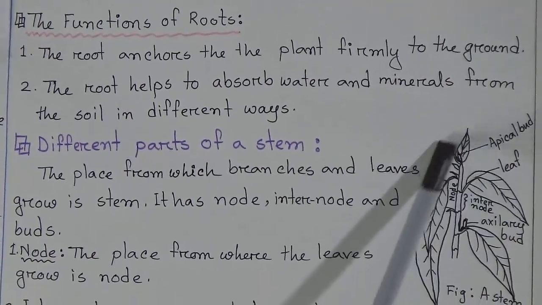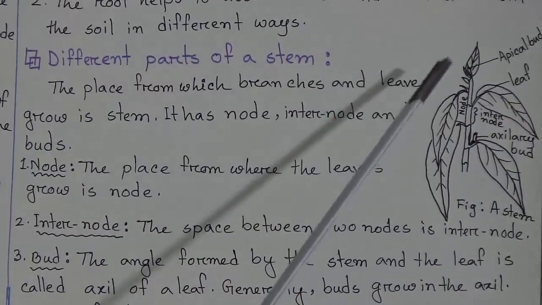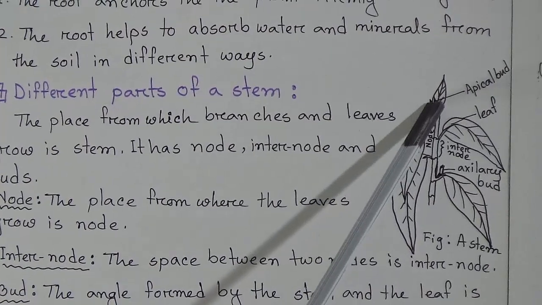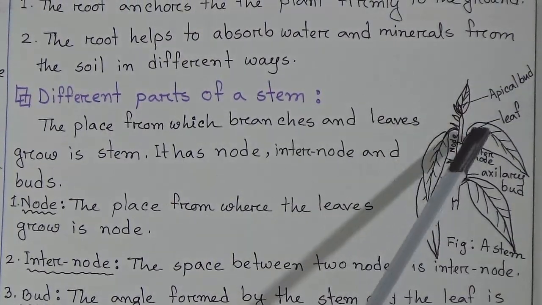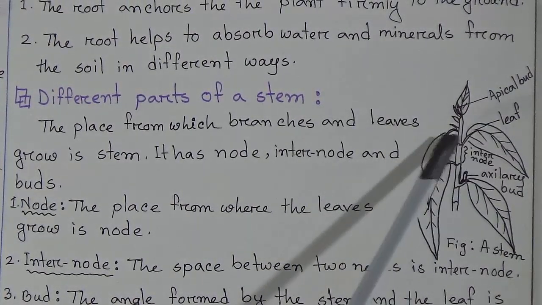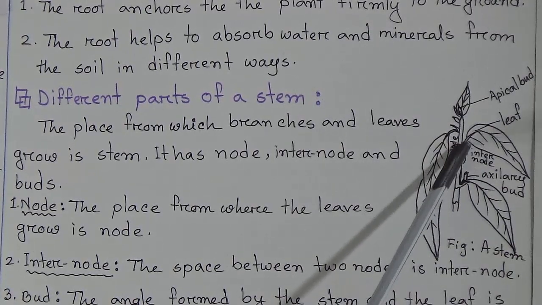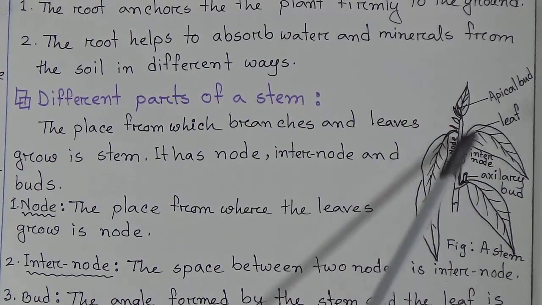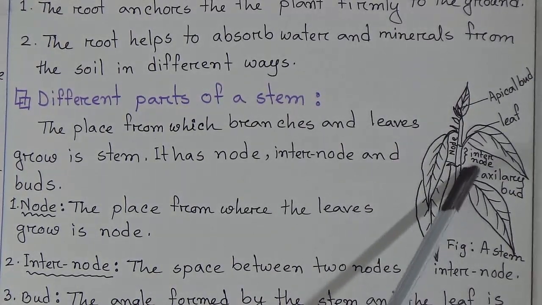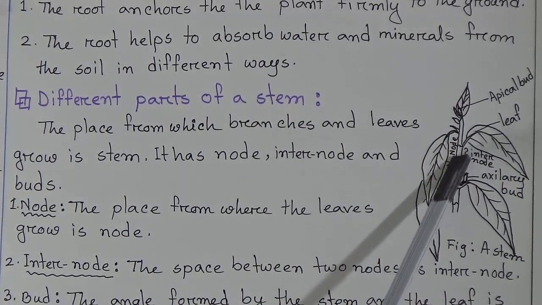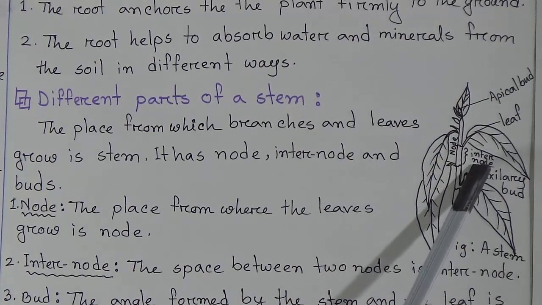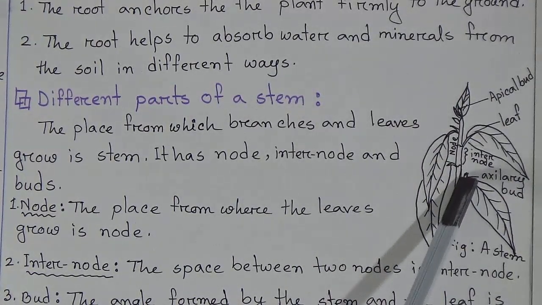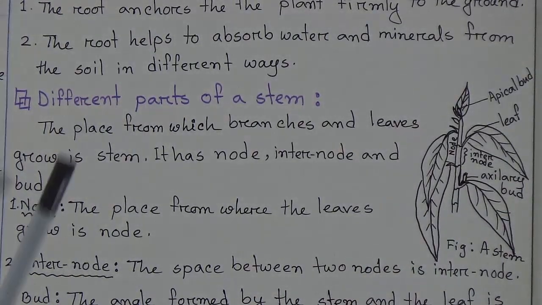Now see the figure. This is a stem. This part is called the apical bud, this part is the leaf, and this line is the node. See, from the node the leaves come out, and the space between two nodes is known as the internode. This part is called the axillary buds.